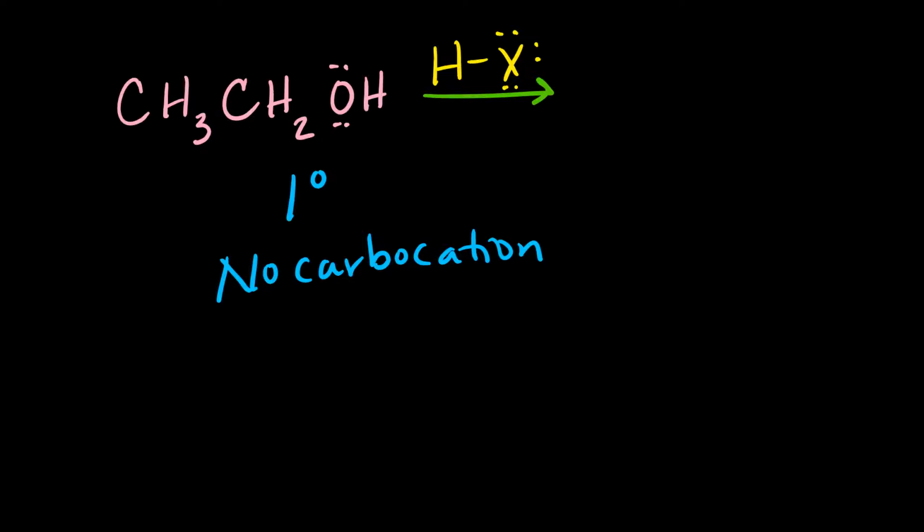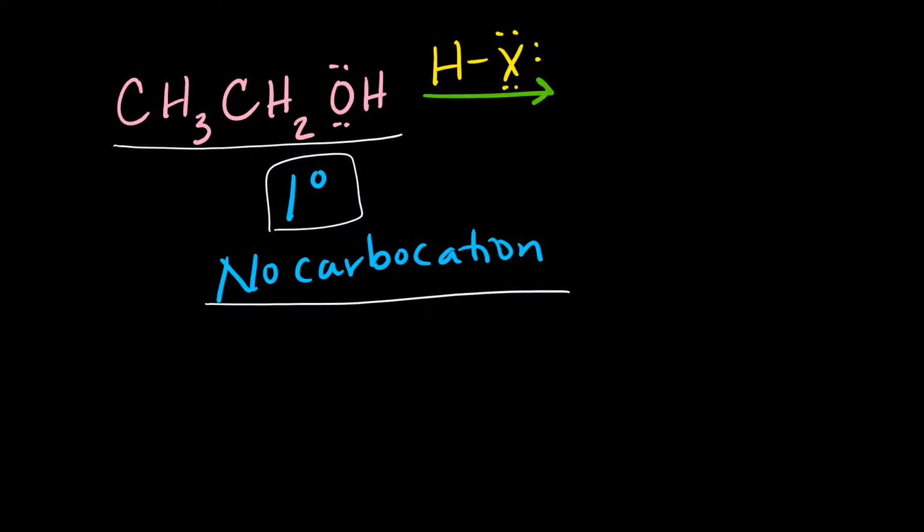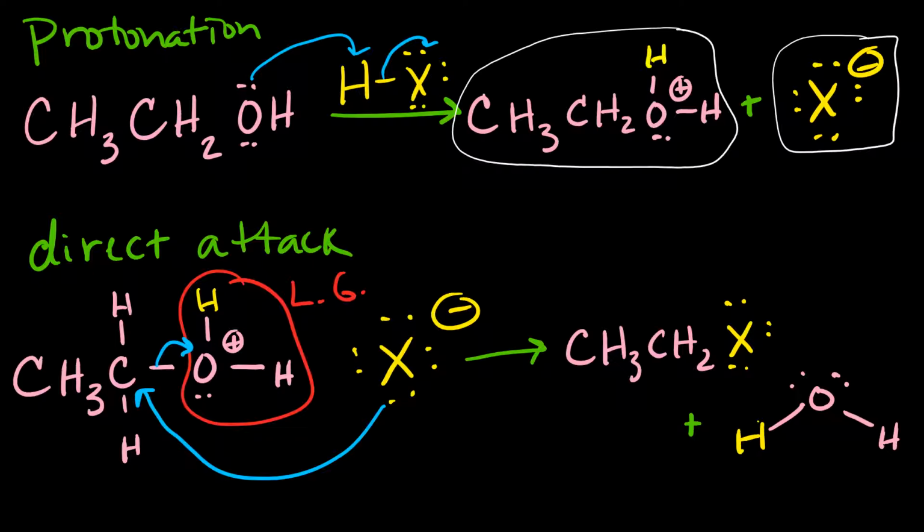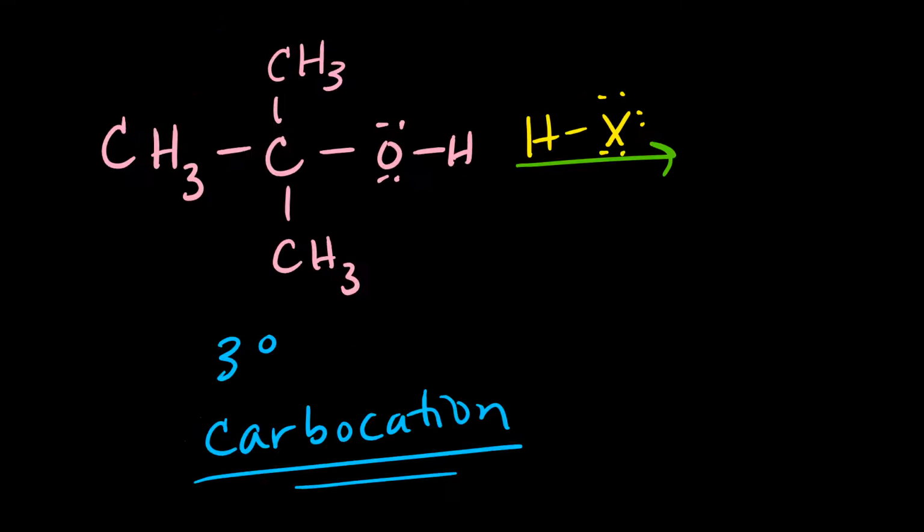For example, if we have ethanol here, this is a primary alcohol. This is not going to go through a carbocation. The first step is always going to be protonation to yield the protonated alcohol and X minus. And then the second step in this pathway is going to be direct attack at the electrophilic carbon and simultaneous displacement of water as the leaving group.